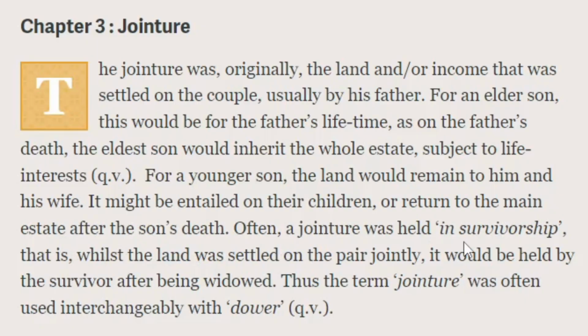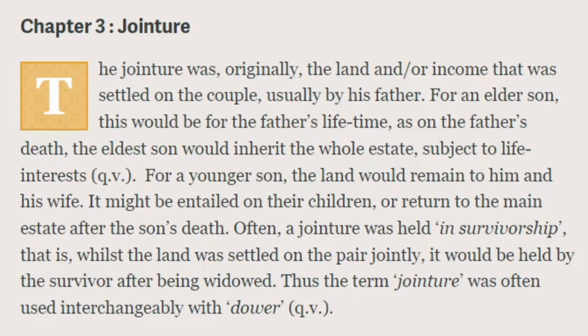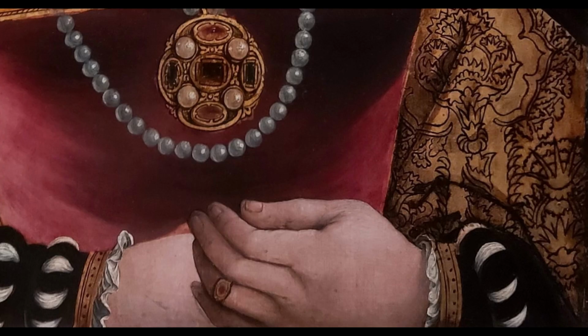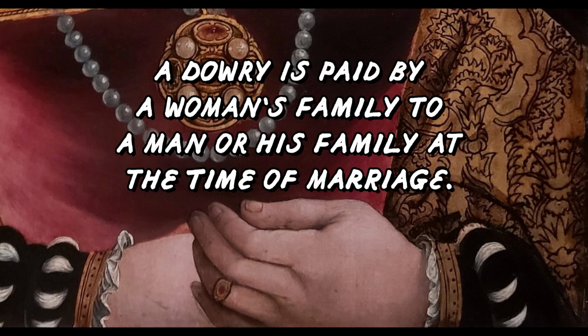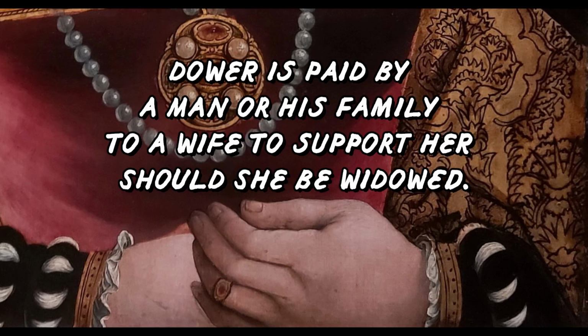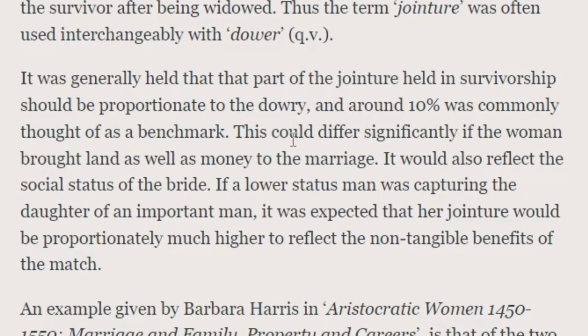Often a jointure was held in survivorship. That is, whilst the land was settled on the pair jointly, it would be held by the survivor after being widowed. Thus the term jointure was often used interchangeably with dower. It was generally held that part of the jointure held in survivorship should be proportionate to the dowry, and around 10% was commonly thought of as a benchmark. This could differ significantly if the woman bought land as well as money to the marriage.